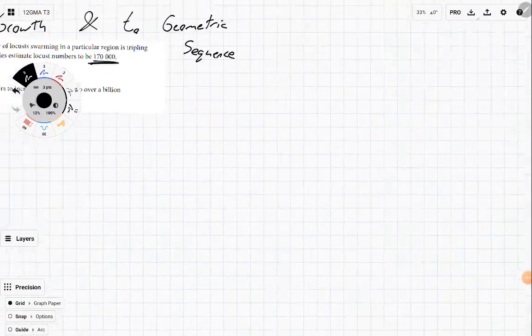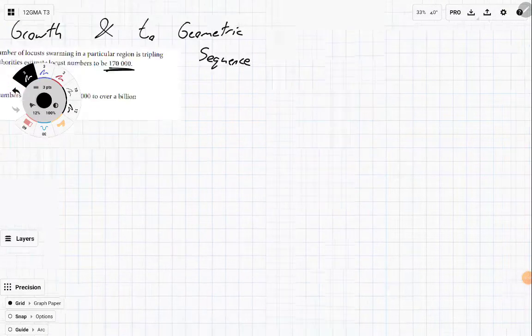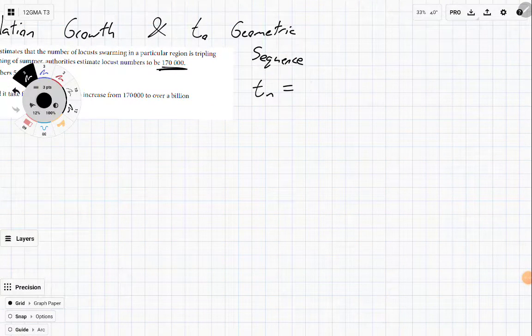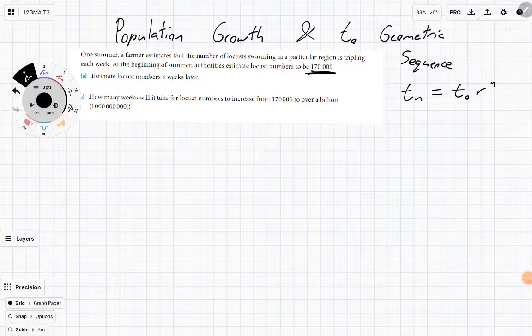For a T0 geometric sequence, we get T0 is equal to the first term, and then R and N and Tn, and everything is all the same. The difference is this. The equation becomes Tn is equal to T0 R to the N. Okay? So there's no N minus 1 bit, and instead of T1, it's just T0. That's how you use the geometric T0 version. Once again, this is not a formula sheet one, so this is one you should probably know.